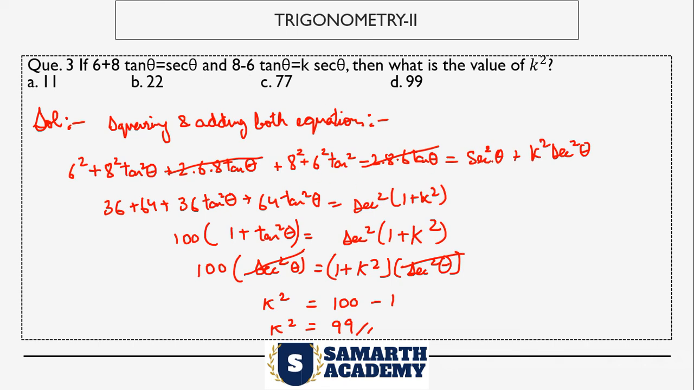The other side becomes secant square into 1 plus k square, right? This side we get 100 into 1 plus tan square. 1 plus tan square, as we know, is an identity for secant square. So these two cancel out. K square becomes 100 minus 1, equal to 99.